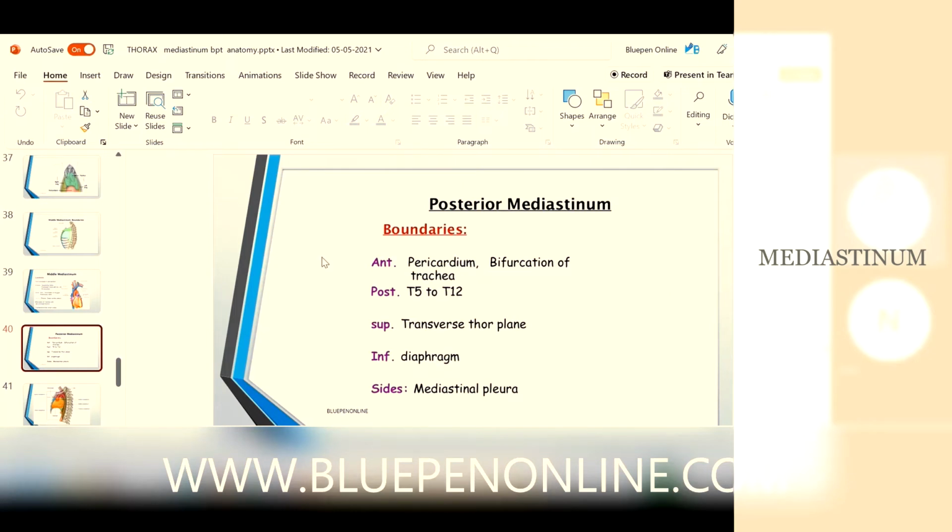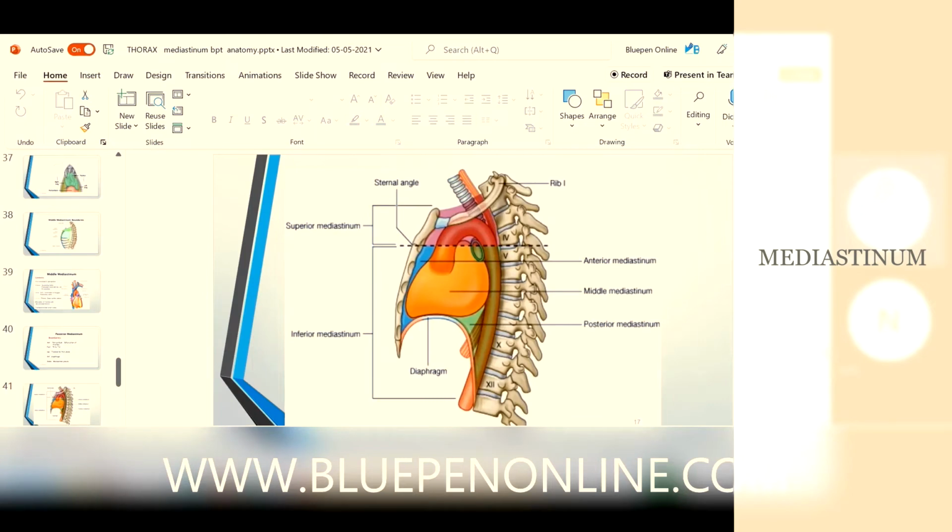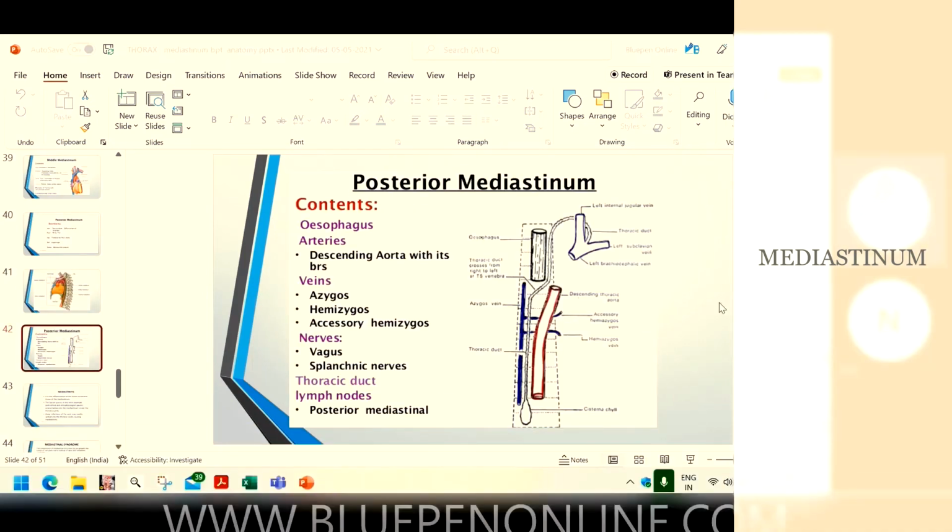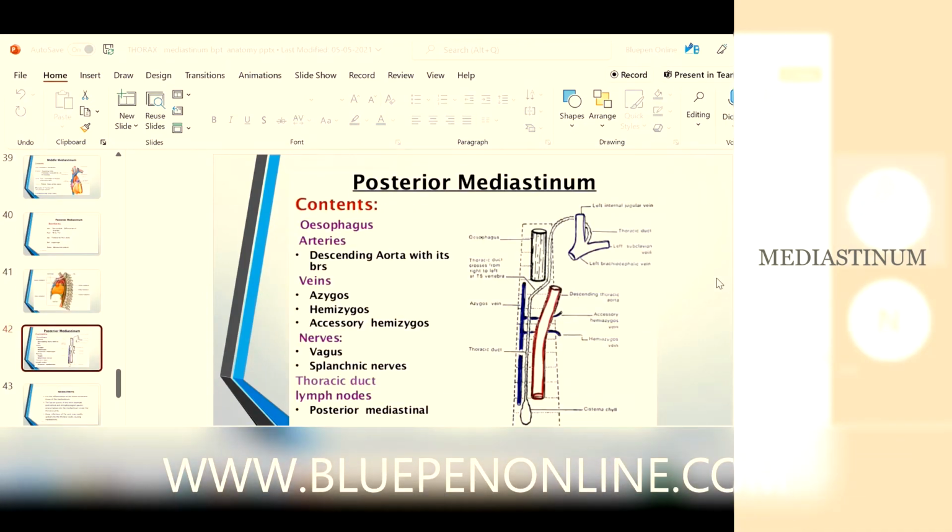Then the posterior mediastinum, the backside: anteriorly the pericardium and bifurcation of trachea, posteriorly T5 to T12 vertebrae, superiorly the transverse thoracic plane, inferiorly the diaphragm, sides the mediastinal pleura. These structures will be there: the esophagus, aorta and branches, azygos and hemiazygos veins, vagus and splanchnic nerves. Thoracic duct and lymph nodes will be there. So these all are the contents of the posterior mediastinum.